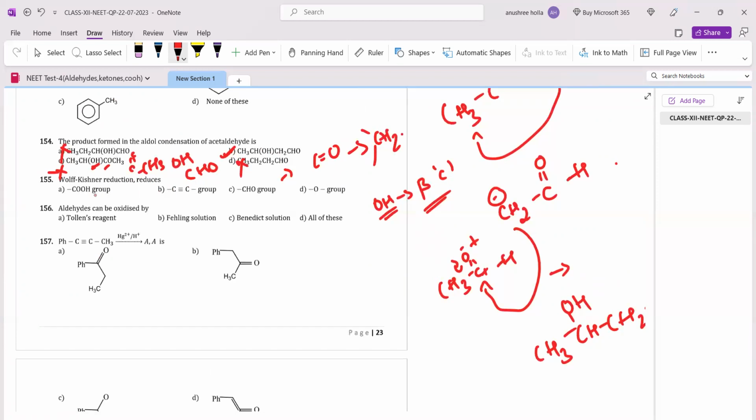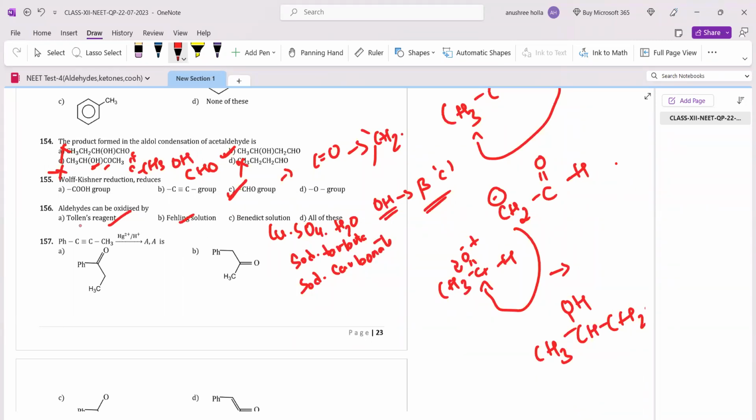So we have a triple bond, COOH, no. Just an ether group, no. So it should be the aldehyde group. Okay. Aldehydes can be oxidized by Tollens reagent, yes. Fehling's solution, yes. Benedict solution also. Benedict solution is the mixture of copper sulfate and sodium tartrate, and also you will add sodium carbonate.